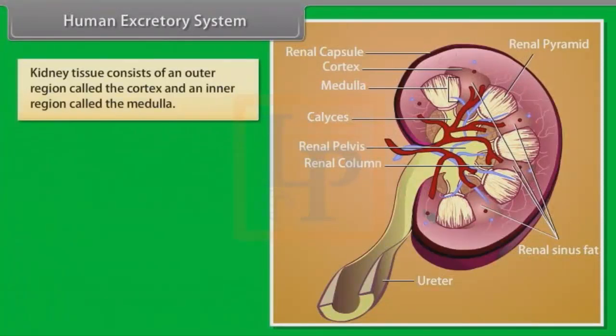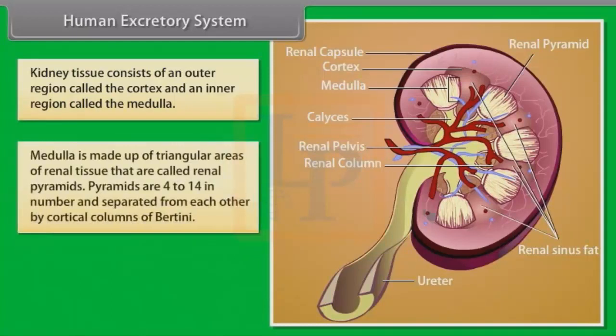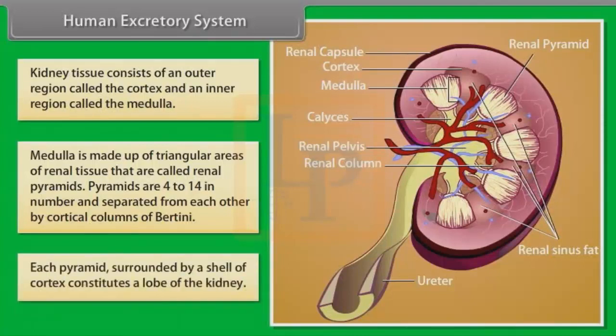Kidney tissue consists of an outer region called the cortex and an inner region called the medulla. Medulla is made up of triangular areas of renal tissue called renal pyramids. Pyramids are 4 to 14 in number and separated from each other by cortical columns of Bertin. Each pyramid surrounded by a shell of cortex constitutes a lobe of the kidney.